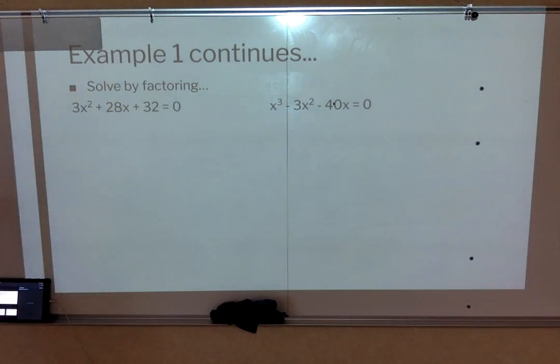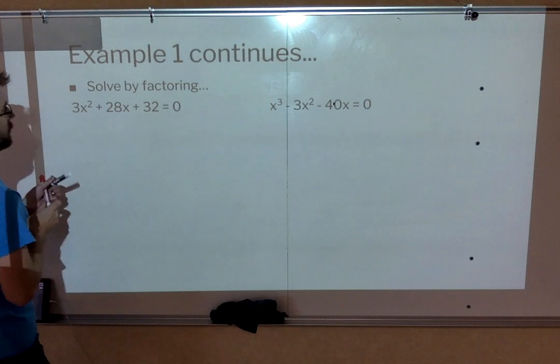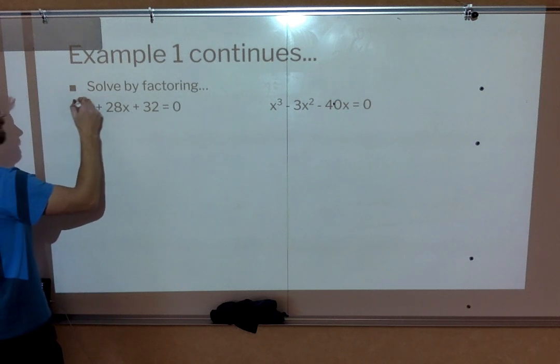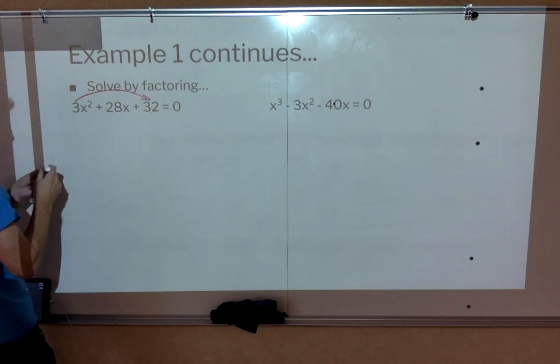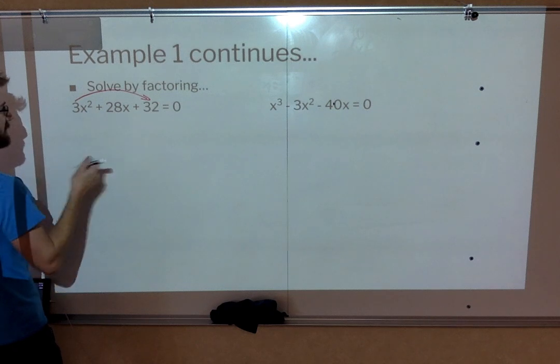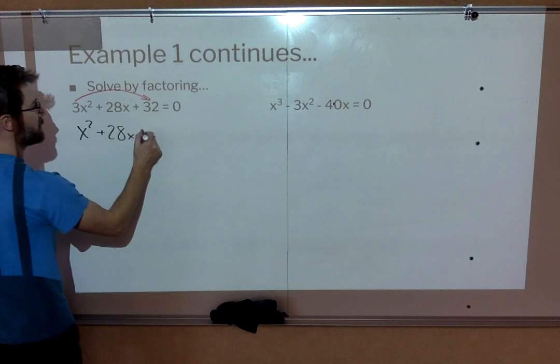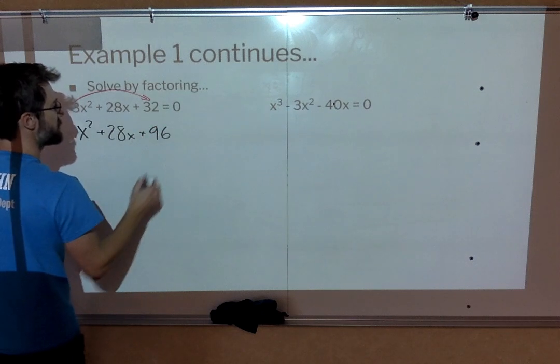So, some voodoo factoring, right? We're going to start this out. Take the 3. Look for a GCF first. No GCF. I'm going to take the 3 and move it over to the 32, and that's going to make this x squared plus 28x plus 96.